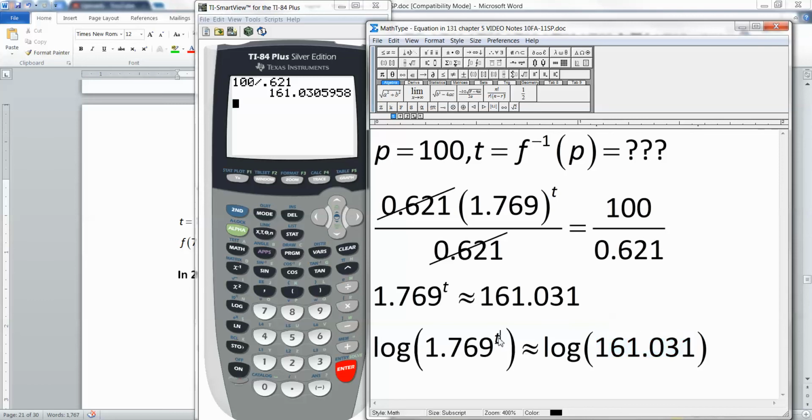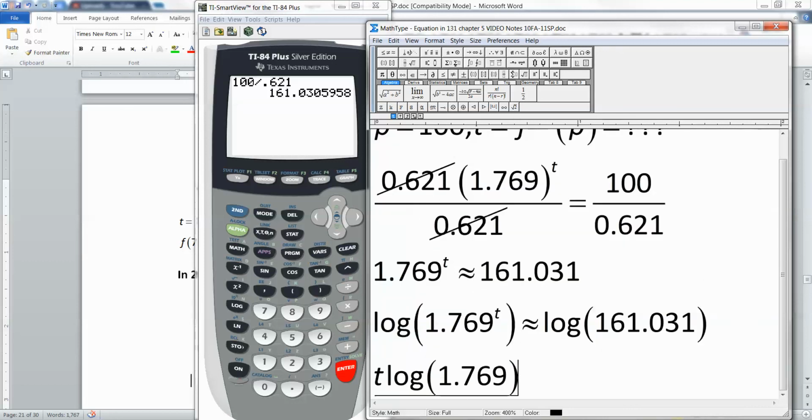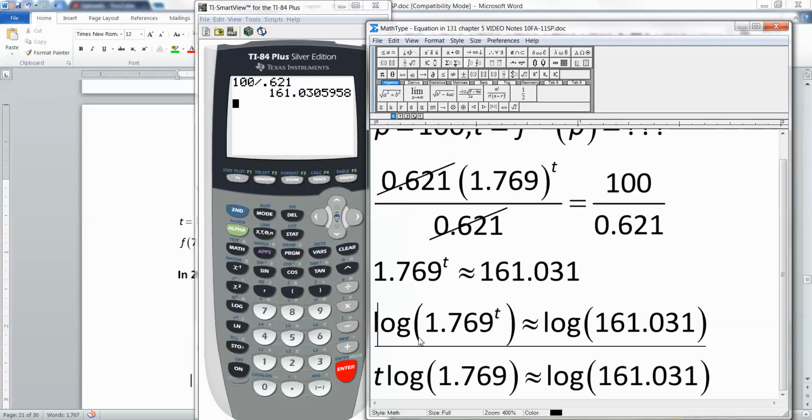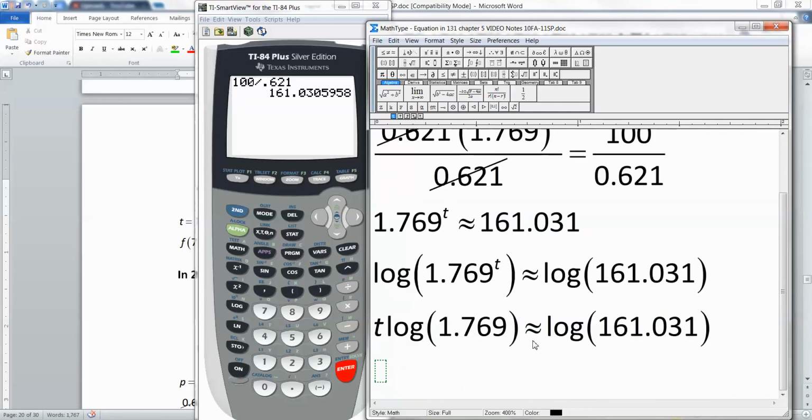Okay, now I did it because then I can bring my t down in front. So it's t log of 1.769 is about equal to the log of this guy, right? Taking the logarithm allows you to bring the variable down in front using the power property. That's the whole reason you do it, right? That's why they're inverses of each other, that property holds.